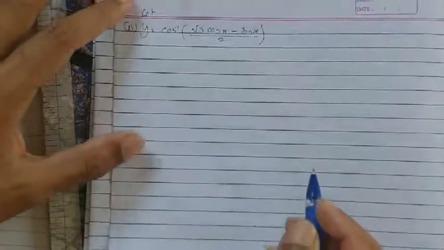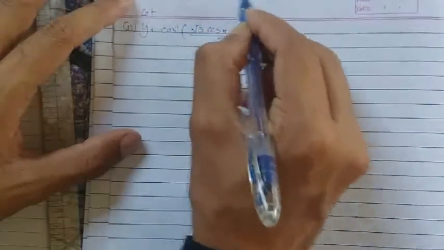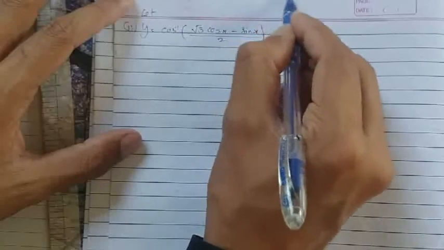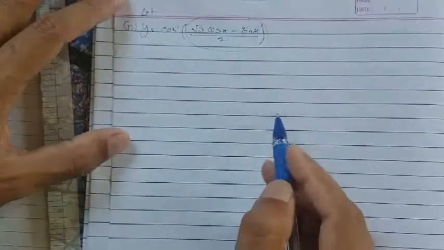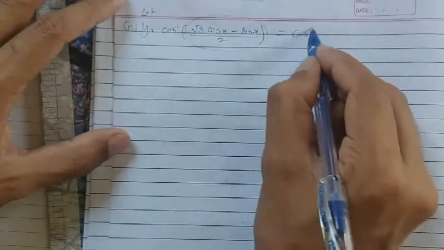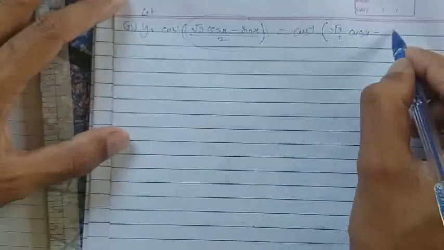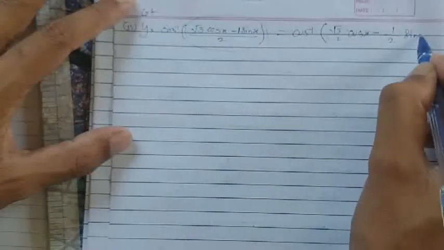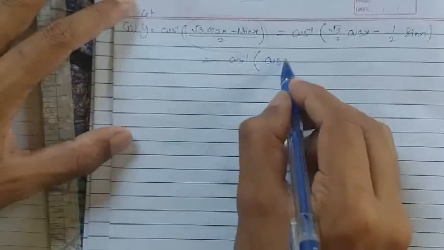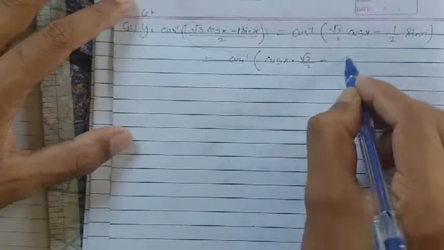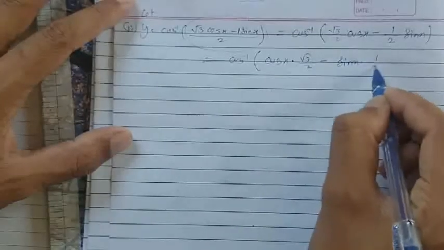cos inverse of (root 3 cos x minus sin x) divided by 2. Again, as there is a cos inverse, we have that cos inverse of cos theta is nothing but the angle theta. So we have to replace the whole angle in terms of cosine. For that, try to separate out that denominator. We get root 3 by 2 cos x minus, here there is a coefficient 1, so it is half times sine of x. We can easily rearrange them. Cos inverse of cos of x into root 3 by 2 minus sine of x into half.